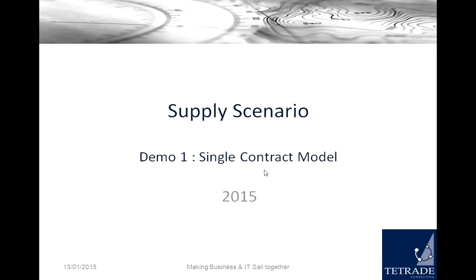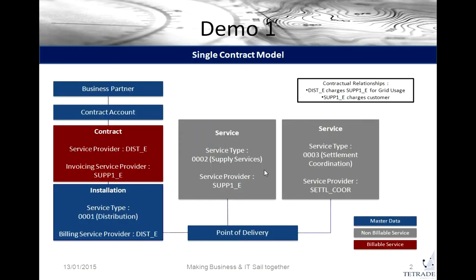Let's now start with the first practical case related to the single contract model. As a reminder, if you apply a supply scenario to an initial POD that has been configured to fulfill the single contract model, one installation and one contract will be created. One or several non-billable services could also be created according to your settings in the configuration of the supply scenario. Let's see how it works in the system.